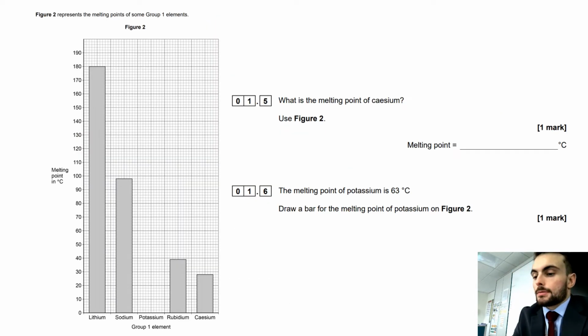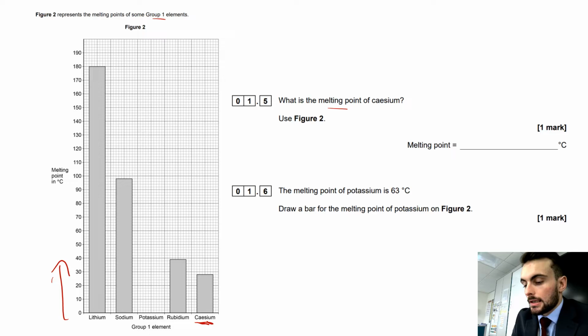Figure 2 represents the melting points of some group 1 elements. So we look at the graph, we've got the group 1 elements, five element names, and then the melting point up the side of the graph in degrees Celsius. 1.5, what is the melting point of cesium?